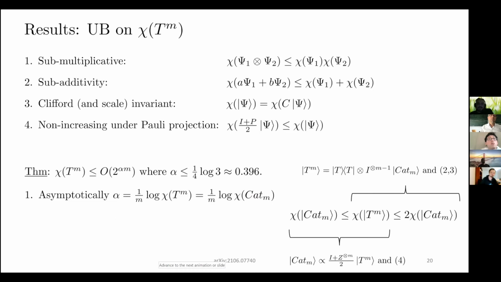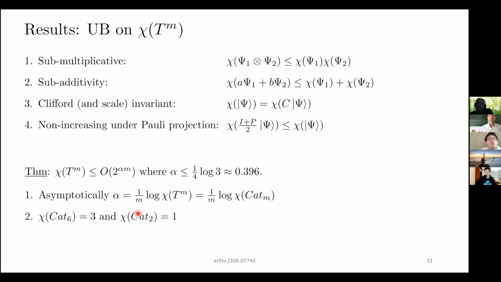Yeah, and here is a nice one. The cat2 is actually the normal cat2 that we think of in the computational basis, like 00 plus 11. And so the cat2 is a stabilizer state. It's one of the Bell states, right? It has rank 1. So the second step of this proof is that the cat6 has rank 3 and the cat2 has rank 1.